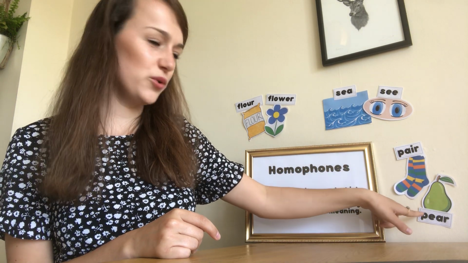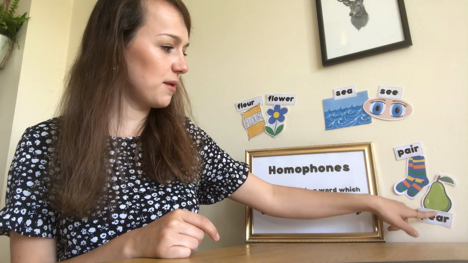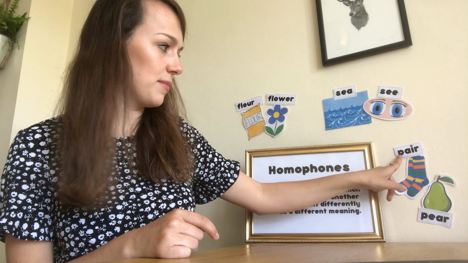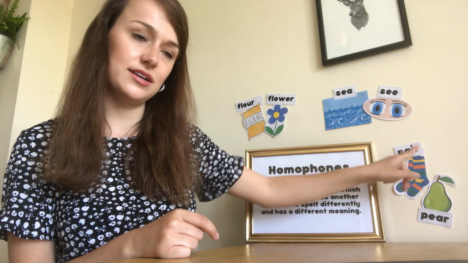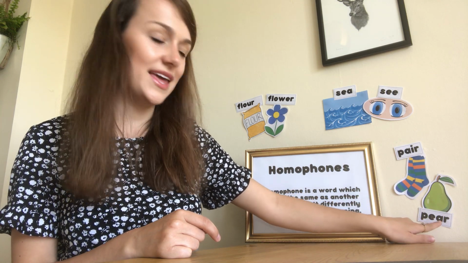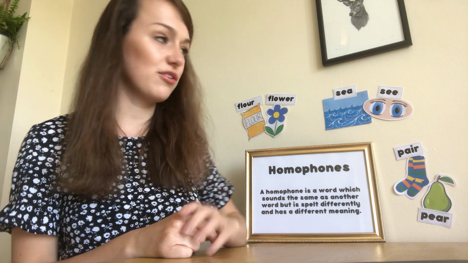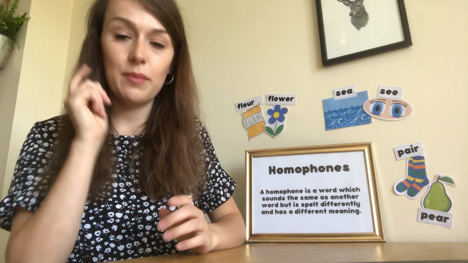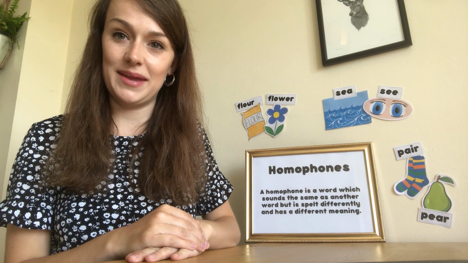And then we've got one more example here, pear and pear. They sound the same: a pair of socks, which is spelled P-A-I-R, and then the pear, the fruit that we eat, P-E-A-R. So, a perfect example there of some homophones. They sound the same, but they are spelt differently and they have different meanings.